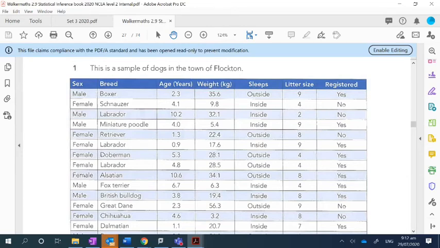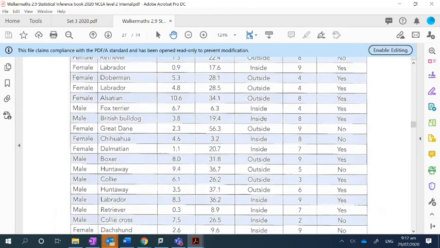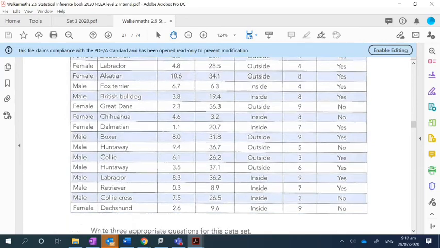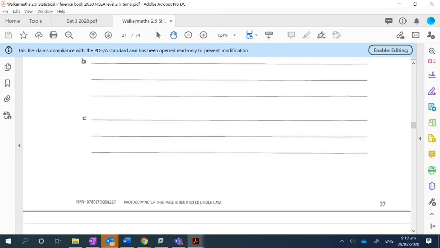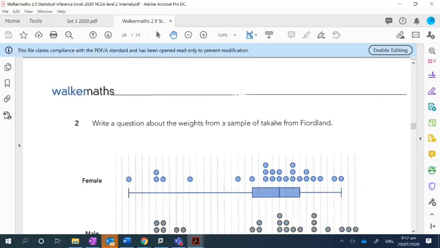You could certainly do a comparison. So do you see that you're not limited in what it is you're comparing? That is my point. I wonder if the median number of male dogs who sleep outside in Flockton is larger than the median number of female dogs who sleep outside. We could do that. There you go. So lots of different questions that you can get from that data set.